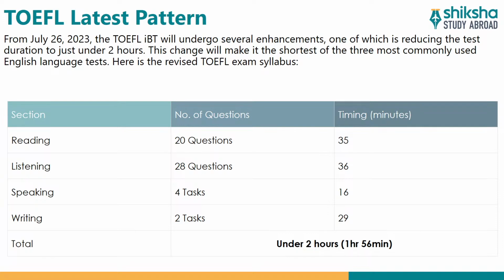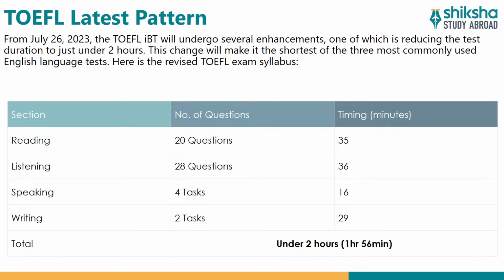One of which is reducing the test duration to under 2 hours. The approximate time, which has been given here in bold as well, is 1 hour 56 minutes. Earlier the TOEFL paper used to be around 3 hours, which was a very lengthy time for candidates to sit in the exam continuously. It was difficult. So, just to make it easy for those willing to give their TOEFL exam, these hours have been reduced to under 2 hours.